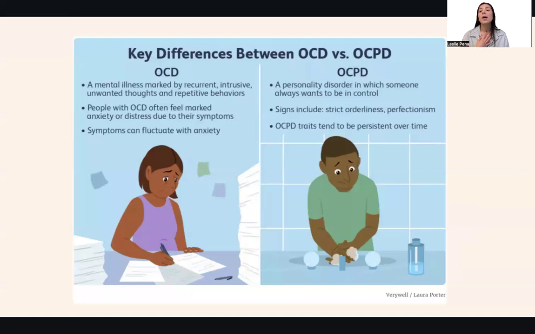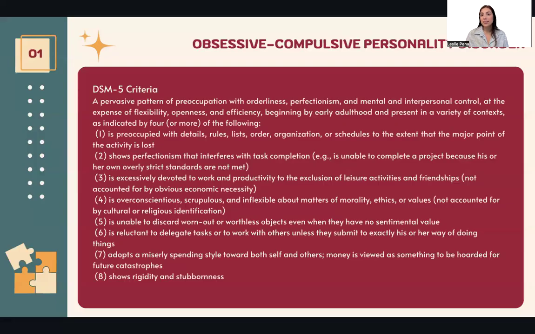Whereas a person with obsessive compulsive personality disorder is somebody who always wants to be in control. They have strict orderliness and perfection, and they tend to be persistent over time, but they still have control over what they can and cannot do. So it's not as intrusive. This is a pervasive pattern of orderliness, perfectionism, and mental and interpersonal control at the expense of flexibility, openness, and efficiency, beginning in early adulthood, and is indicated by 4 or more of the following.